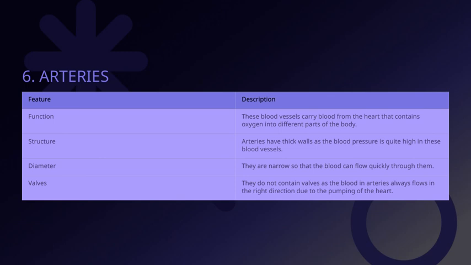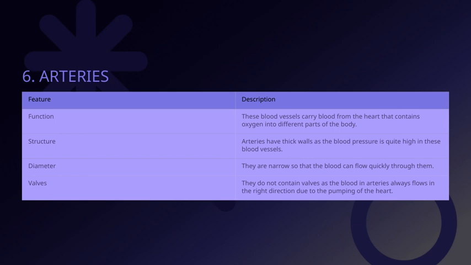This means they are essential for delivering oxygen and nutrients where they are needed most. In terms of structure, arteries have thick walls. This is because the blood pressure inside them is quite high, so their walls need to be sturdy to withstand that pressure and prevent any damage. Their diameter is also quite narrow compared to other blood vessels. This narrowness helps the blood flow quickly through them, ensuring efficient delivery of oxygen-rich blood.